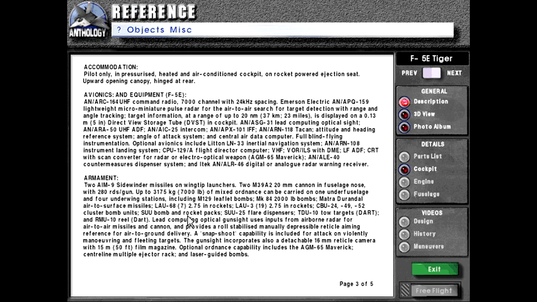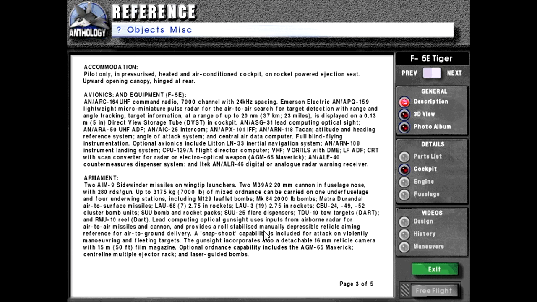Air-to-surface missiles, LAU-68 2.75-inch rockets and LAU-3 2.75-inch rockets with a capacity of 7 and 19 respectively, CBU-24, CBU-49, CBU-52 cluster bomb units, SUU bomb and rocket packs, SUU-25 flare dispensers, TDU-10 tow targets, DART, and RMU-10 reel, DART.